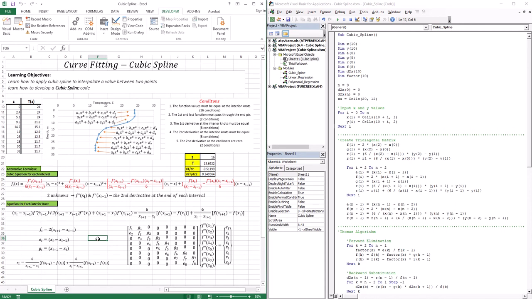The difference between interpolating and regression analysis: regression analysis would take all the data points and fit only one model to it, right? What interpolation does is fit a model or an equation to each one of the intervals. Here we have 10 points, so we have 9 intervals, and we fit an equation to each one of them, a cubic equation to be exact.